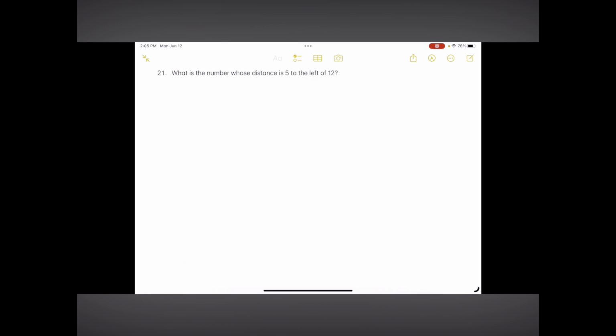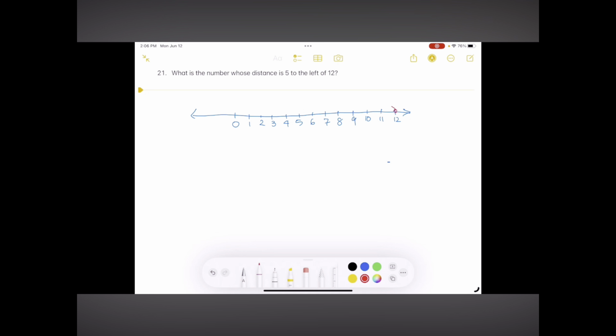Answer the following questions regarding the number line. Number 21, what is the number whose distance is 5 to the left of 12? So we draw out the number line and we write out 0 on the number line. And we draw out the points from 1 through 12. Mark 12 on the number line and then count 5 units to the left, ending up at 7.